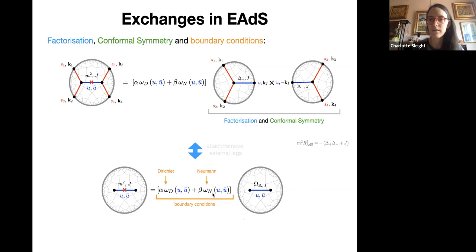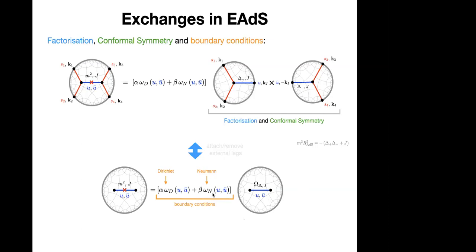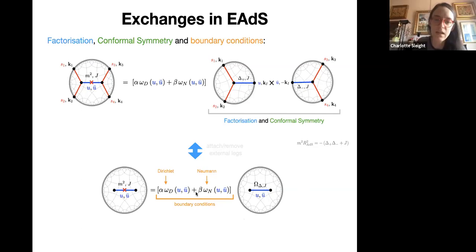Okay, thank you. So choosing, let's say, beta equals 0, or maybe alpha equals 0, one of the two would give you standard kind of correlators. Yes, so beta equals 0 will give you the usual Dirichlet propagator, Dirichlet boundary condition.